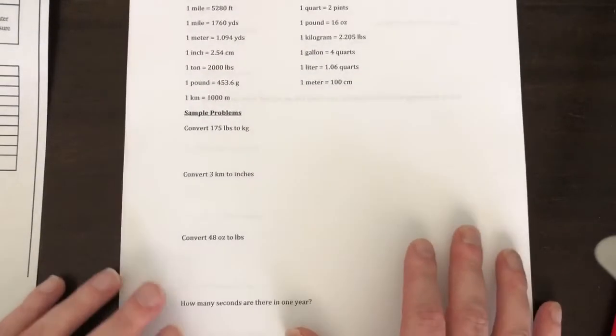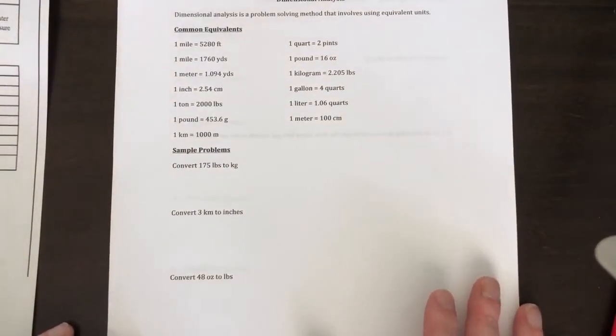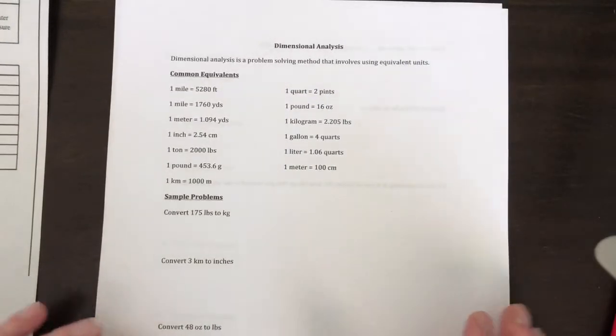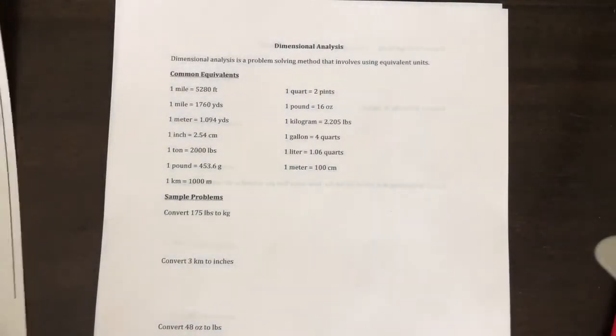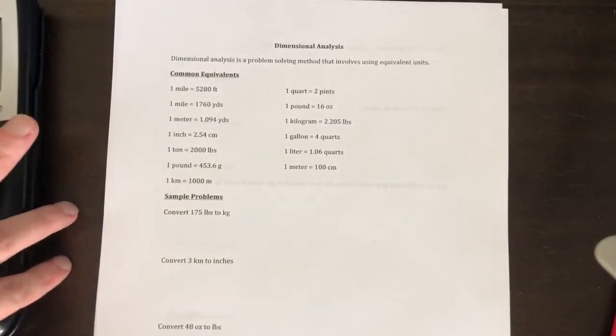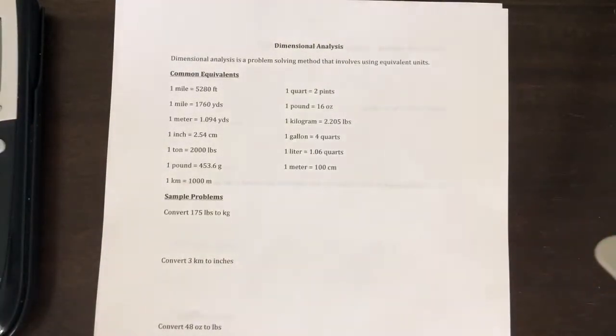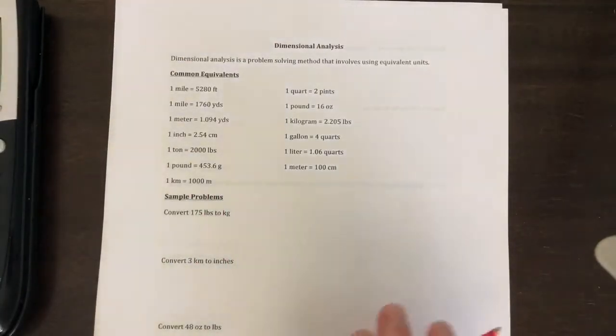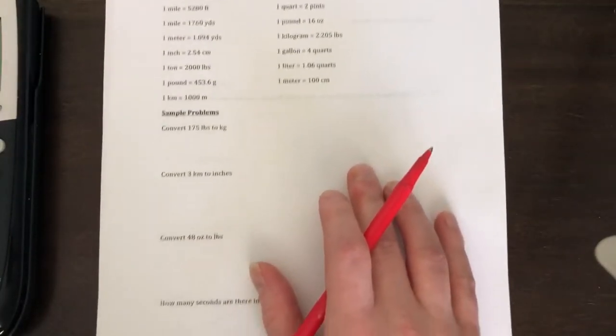Okay, so dimensional analysis is a way of going between English units and metric units. With metric units, we just move the decimal place. English to metric units, you have to use conversion factors. These are just some of the conversion factors from here, so I really wouldn't pay too much attention to that.